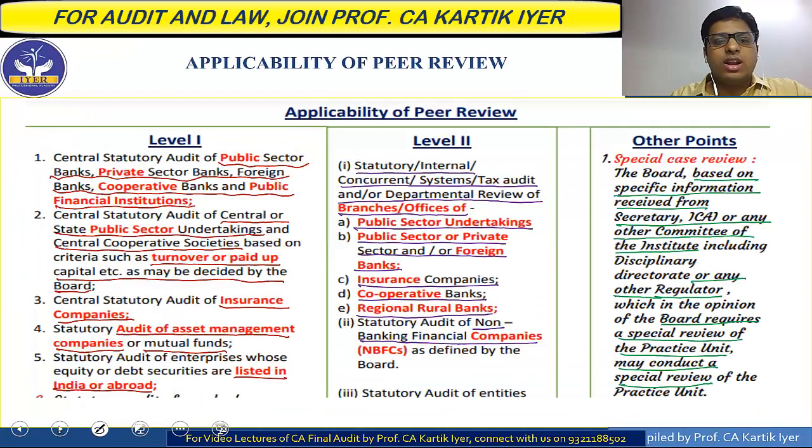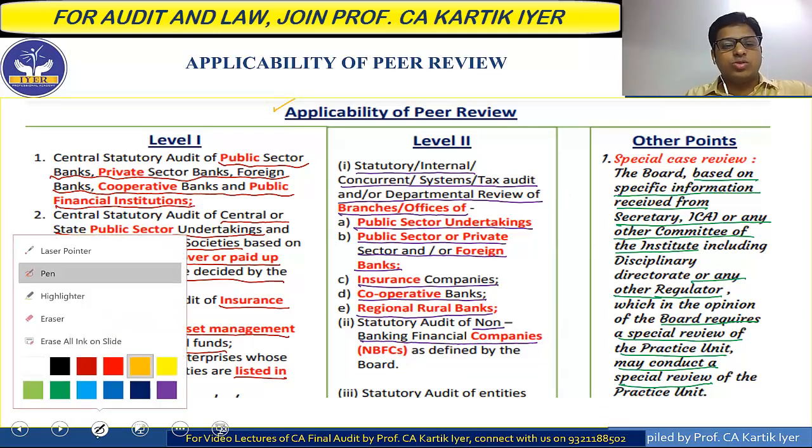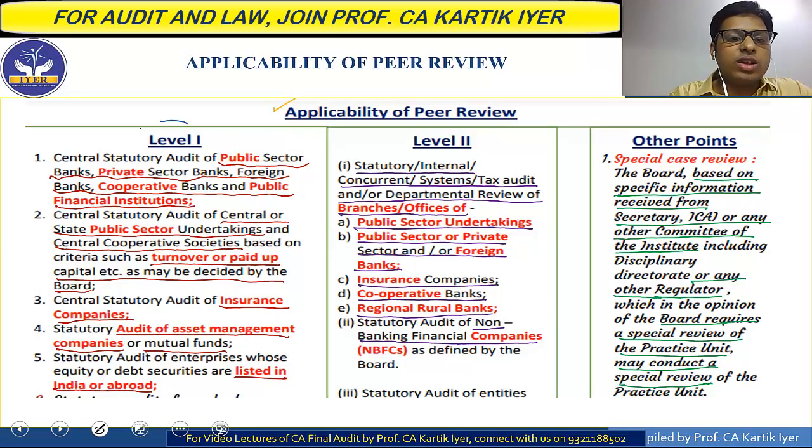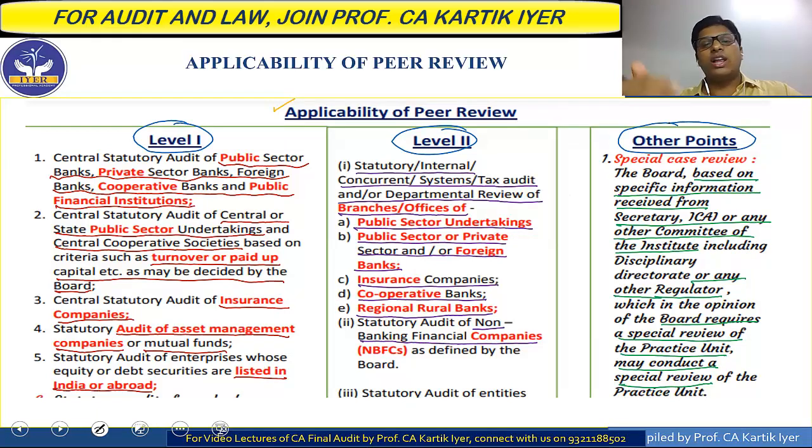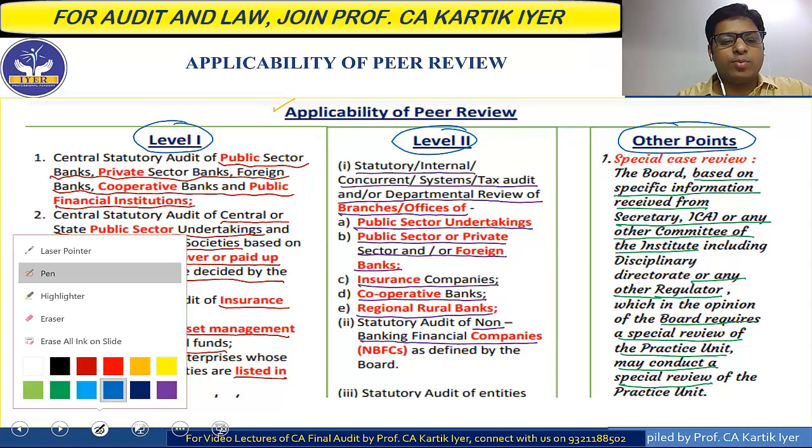Okay. Now let's move ahead to the applicability of peer review. Earlier, you know, we had level 1, level 2 and level 3 entities also. So like that, the peer review work used to be assigned. However, now they have said that only level 1 and level 2 is there, and just the other points. So earlier in my notes also, you had level 1, level 2 and level 3. But now you just have level 1, level 2 and just other points. Okay. So now let's see how this works. Basically, let's go with each and every point properly.